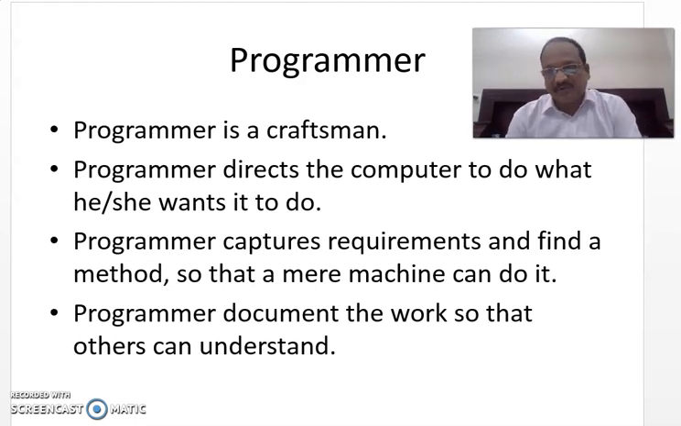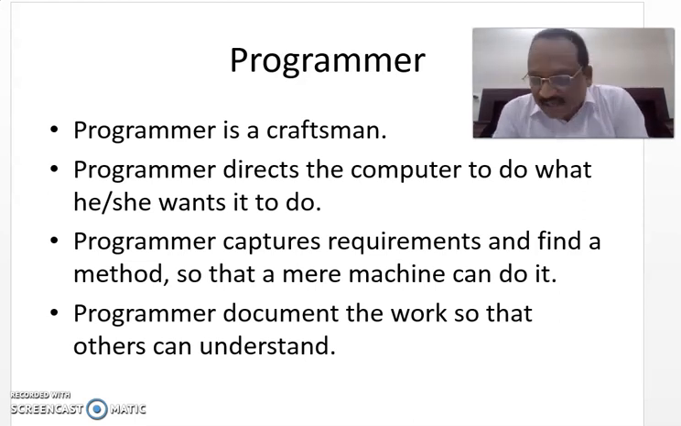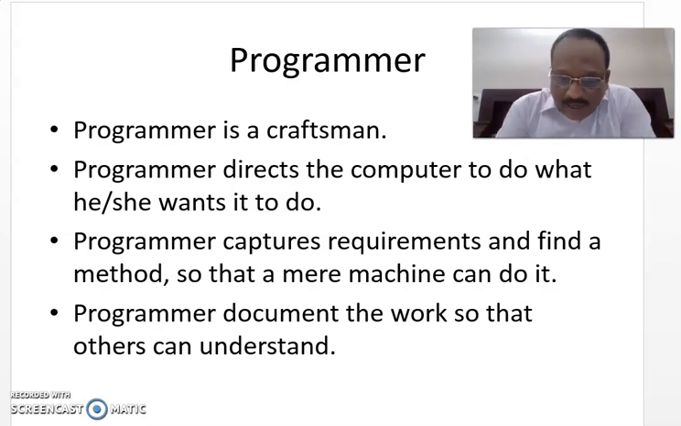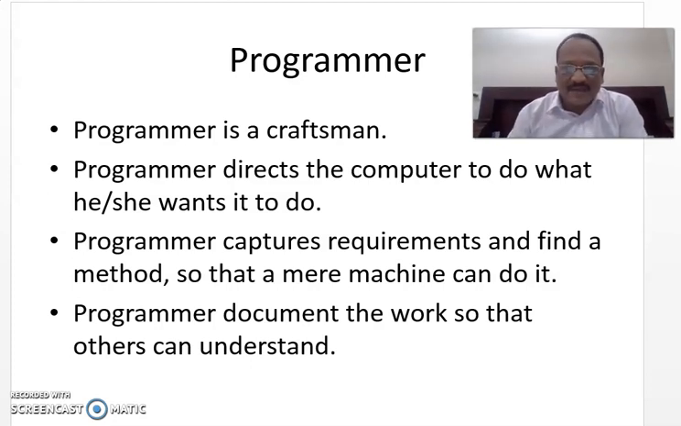A programmer is a craftsman. He has to care for his craft. A programmer directs the computer to do what he or she wants it to do. A programmer captures requirements and finds a method so that a mere machine can do it. A programmer documents the work so that others can understand. Here is some description about the programmer. It's self-explanatory.